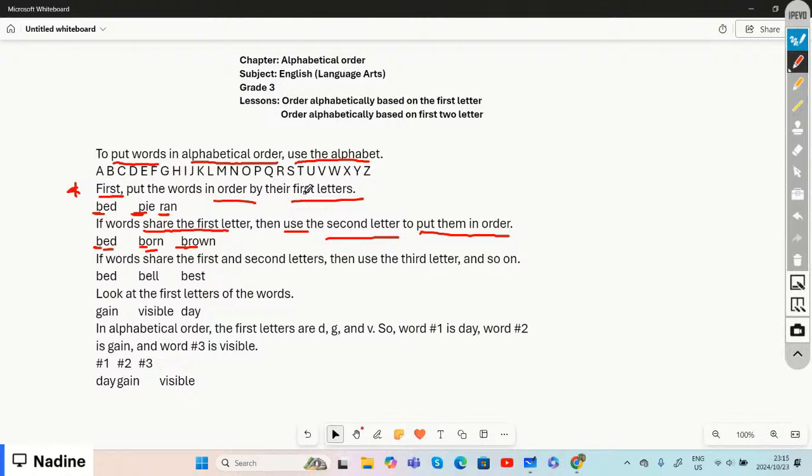So now we're going to look at an example. Say our words were jumbled up, and we have the word visible, the word day, and the word gain. We need to put these words in order alphabetically. What is the first word we're going to look at if we were to put these words in order? Which word are we going to look at first?